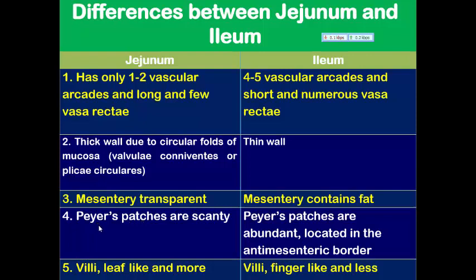The jejunum has villi that are leaf-like and more abundant. In the ileum, the villi are finger-like and less abundant. Approximately the proximal 40% of the small bowel represents the jejunum, and the distal 60% of the small bowel represents the ileum.